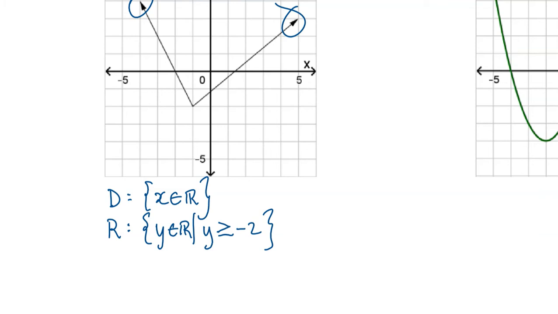Is it a function? Does it pass the vertical line test? Can you draw a vertical line through it that'll cut it twice? You can draw a horizontal line through it that cuts it twice, right? Some people might have been thinking that. We don't care about horizontal lines, we care about vertical lines. There's no vertical line, so yes, it's a function.